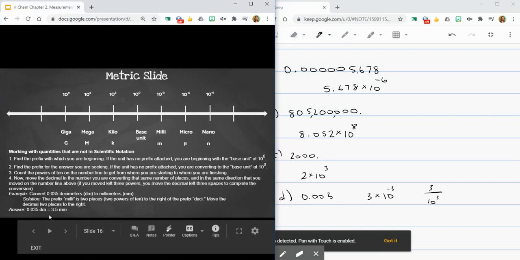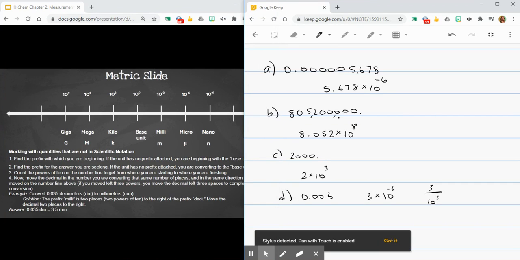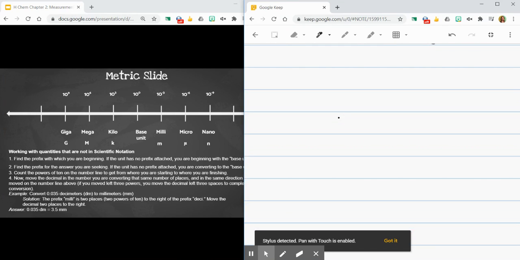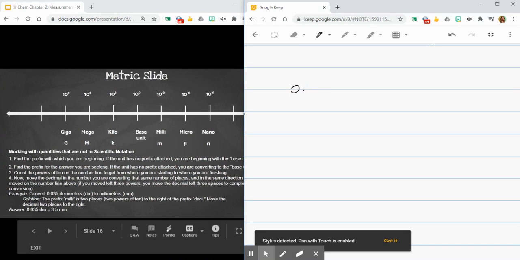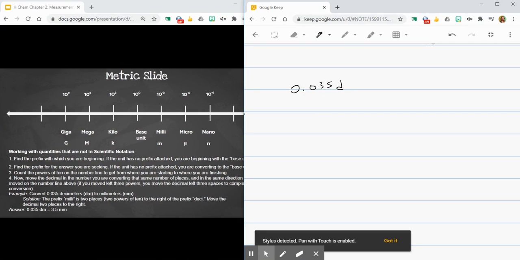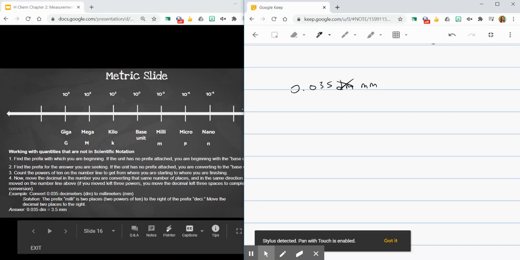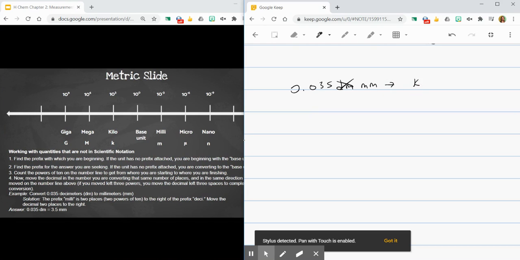Okay, so let's do one example using the metric slide. We are given, for our example down here at the bottom, 0.035 decimeters. Okay, I don't like this example because we don't ever use decimeters in chemistry, so that's why I've taken it off of the chart. So let's start with millimeters, because we do use millimeters a lot. And let's say we are converting those to, okay, well, this says millimeters, so that won't work. Let's change it to kilometers. There we go. Okay, so we're trying to figure out how many kilometers are in this many millimeters. It's going to be a small number.